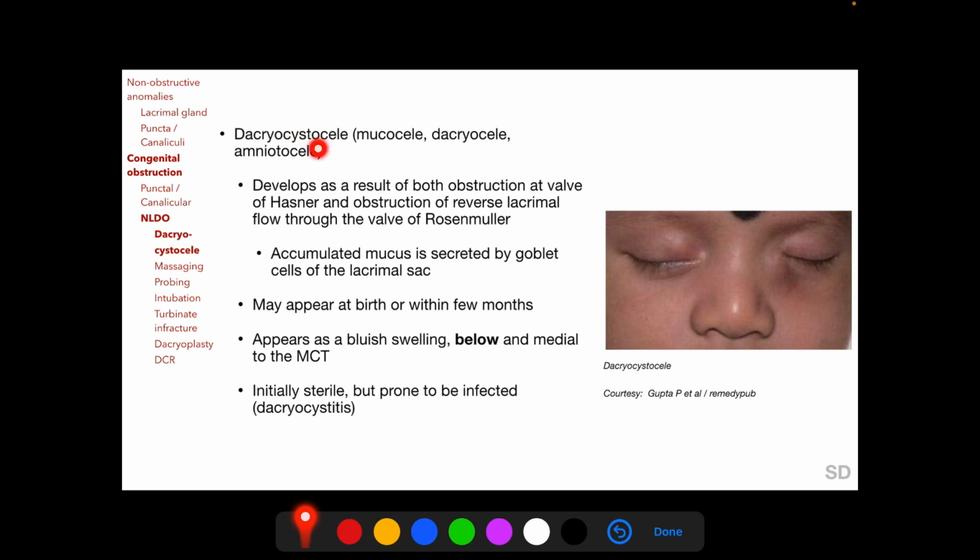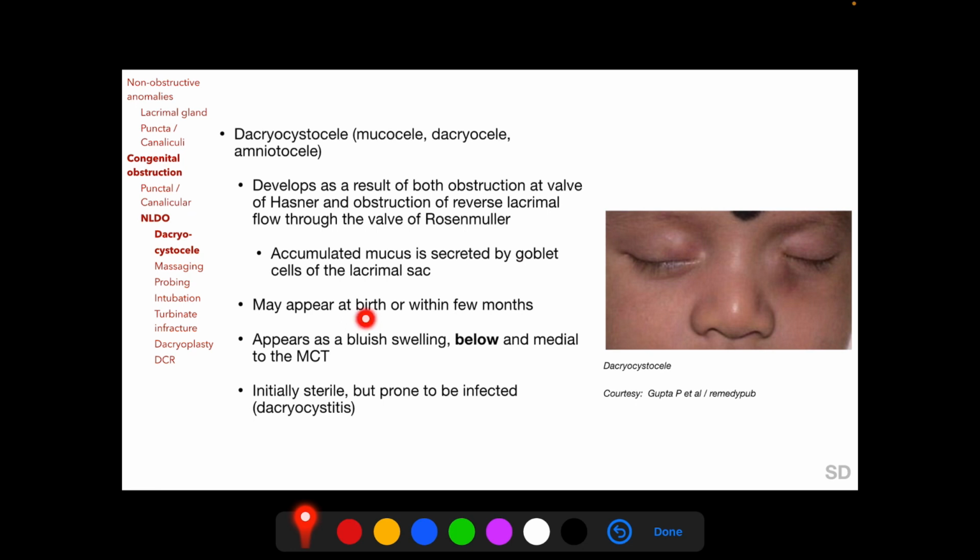Congenital dacryocystocele, also called mucocele, dacryocele or amniotocele, develops when both an obstruction at the valve of Hasner and obstruction of reverse lacrimal flow through a functional valve of Rosenmuller are present. The accumulated mucus in the lacrimal sac is secreted by goblet cells of the lacrimal sac.